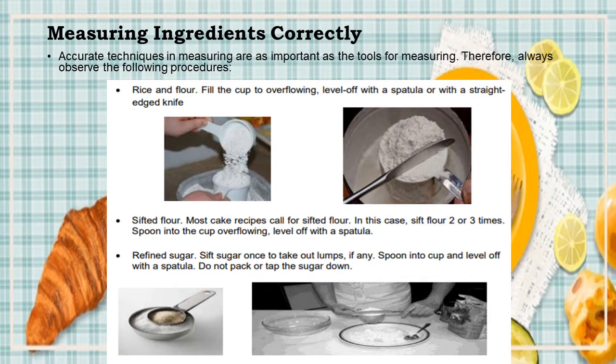Refined sugar. Sift sugar once to take out lumps. So, what do you mean by lumps again? So, lumps is yung natawag natin na tibugol, kung may tibugol dun sa ating sugar. So, you should take out the lumps, if any. Spoon into cup and level up with a spatula. Do not pack or tap the sugar down.